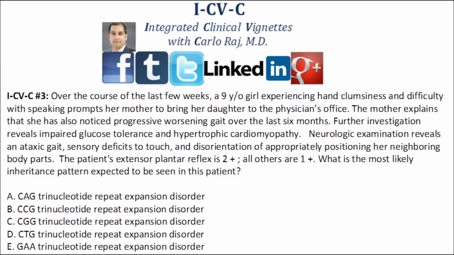The issues that the patient will have. Number 1, neurologic dysfunction. Ataxia. There might be cardiomyopathy. Our patient has hypertrophic cardiomyopathy. Diabetes mellitus. Our patient has impaired glucose tolerance. There is quite a bit of ataxia in our young child. The most likely answer to this question, ICVC number 3, is E as in epsilon, GAA, which encodes for Friedreich's ataxia.